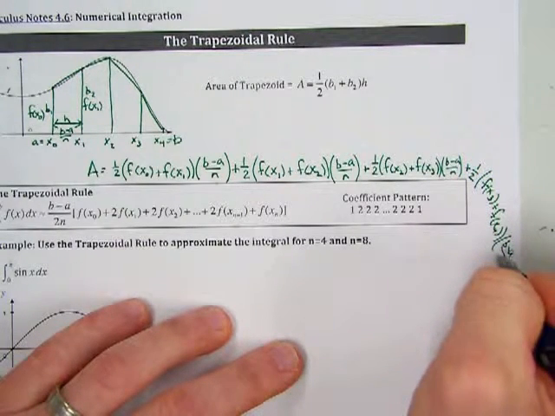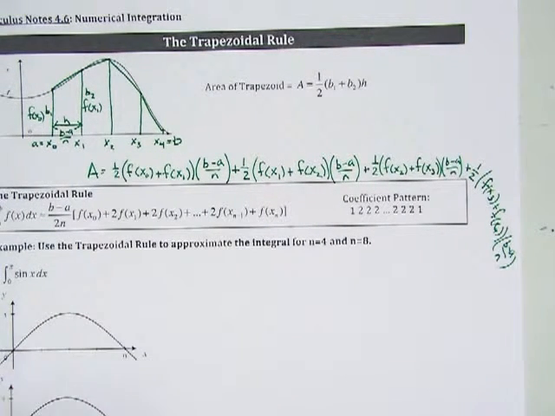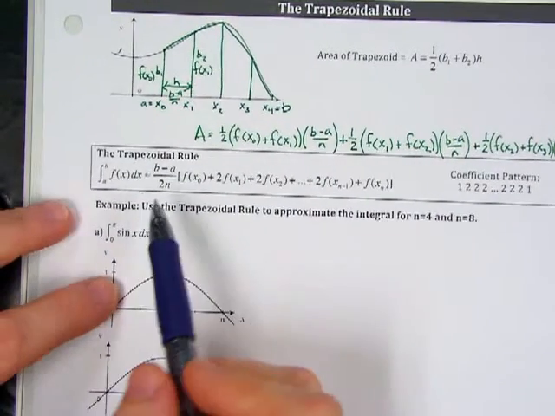Okay, so some of you are probably picking up that there's got to be an easier way to do this, and it's dealing with summation a little bit. What we can do is factor out all the 1/2s, and factor out all the b minus a over n's. And so we actually end up with this formula right here, which is the trapezoidal rule.